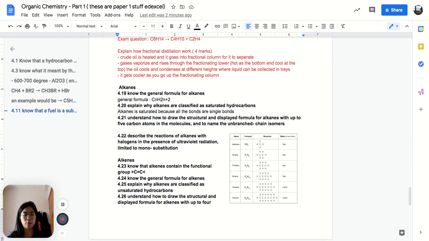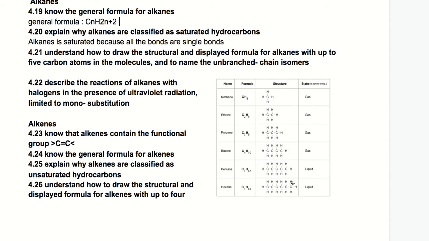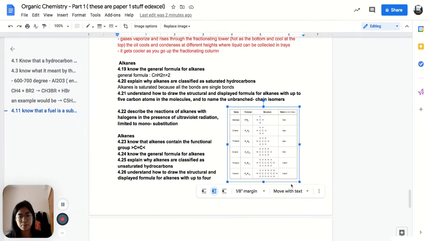Now I'll be talking about 4.21, and hopefully 4.19 will make more sense. 4.21 is understand how to draw structural and displayed formulae for alkanes with up to 5 carbon atoms in the molecule, and to name the unbranched chain isomers. You don't need to know the last one, and I'll try to crop that so that you don't have to know.